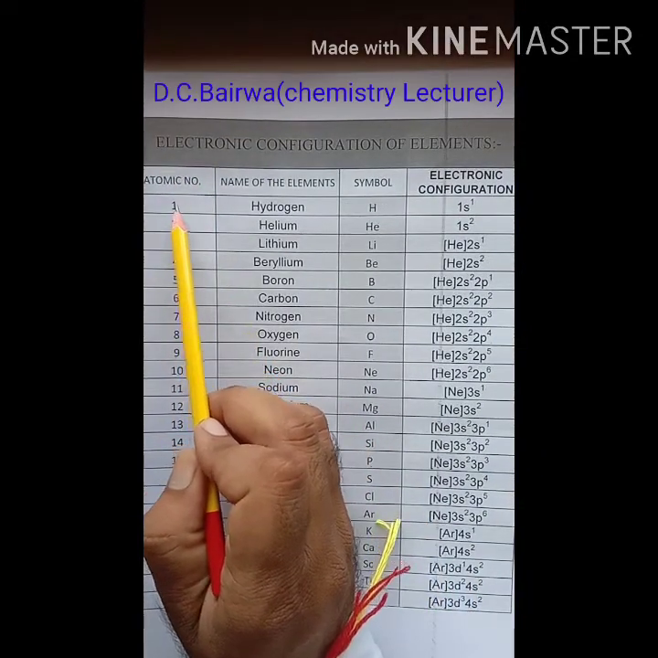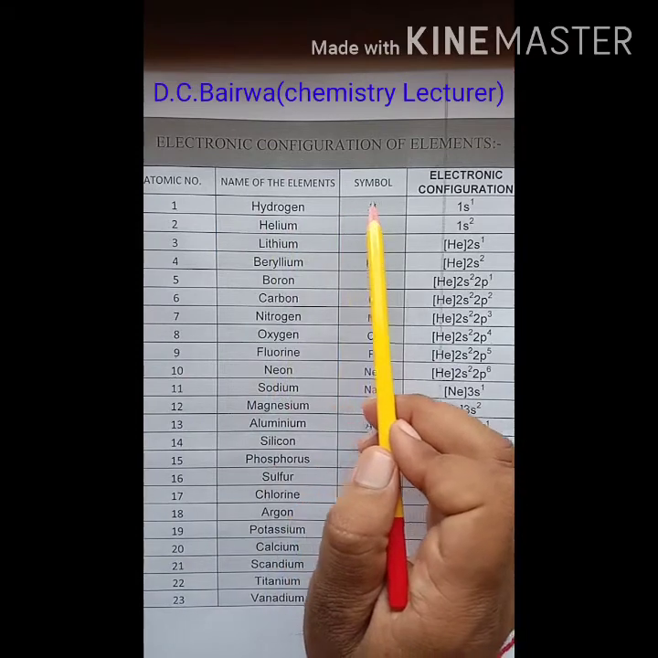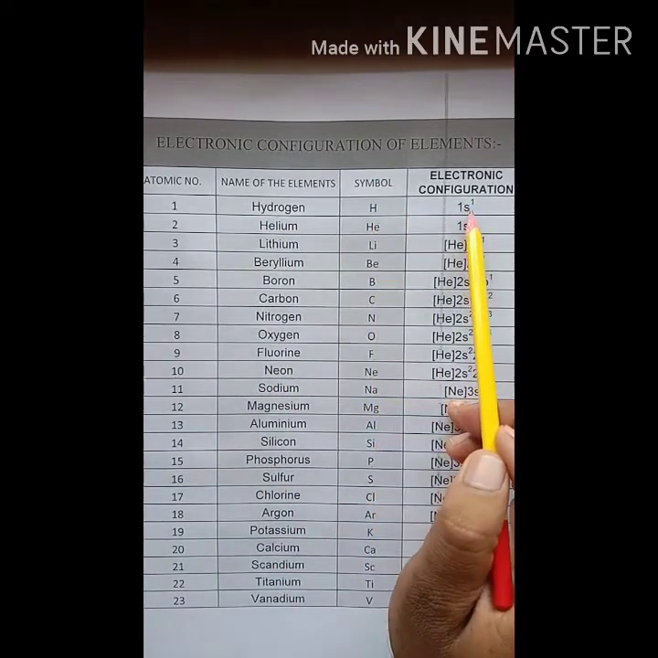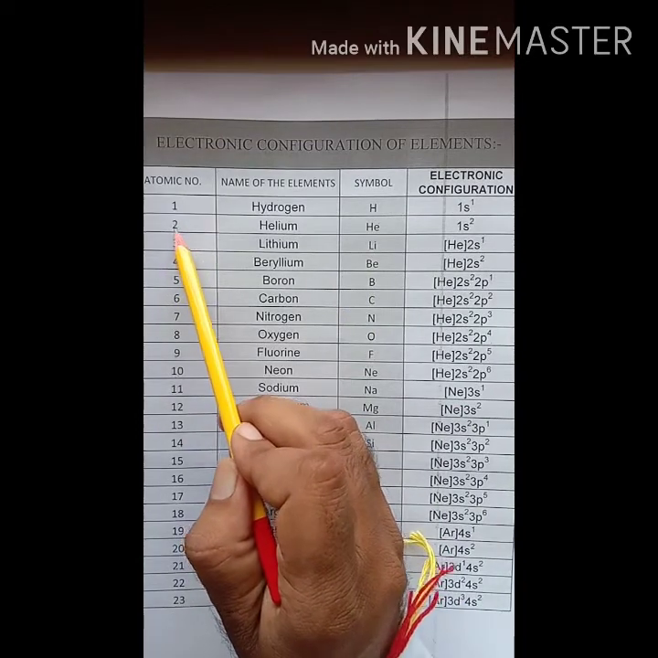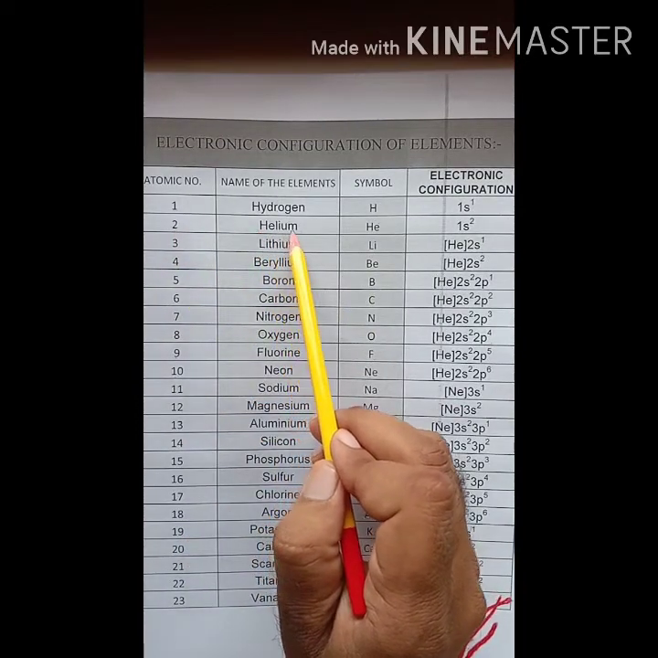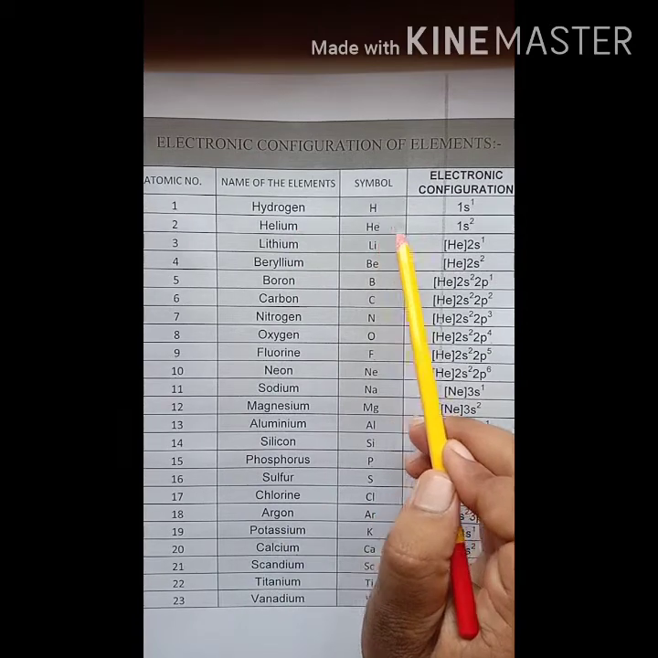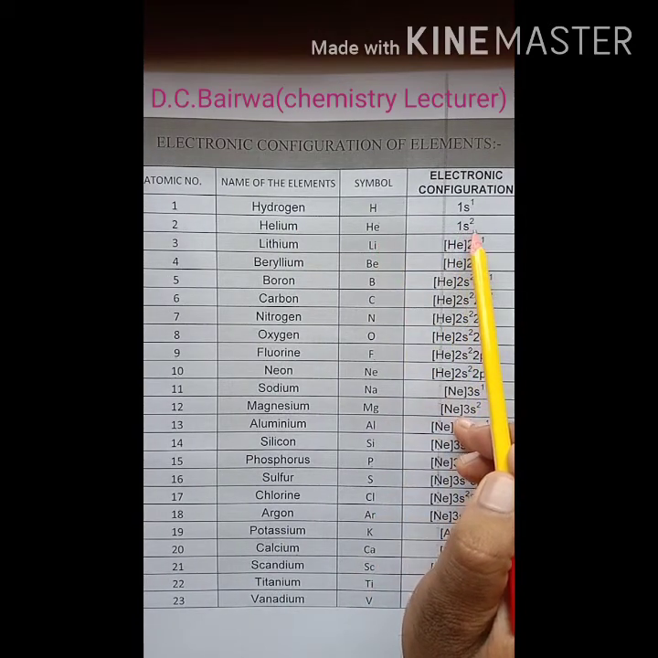Atomic number 1 is hydrogen. Symbol is H. Electronic configuration is 1s1. The next atomic number is 2. The name of the element is helium. Symbol is He. Electronic configuration is 1s2.